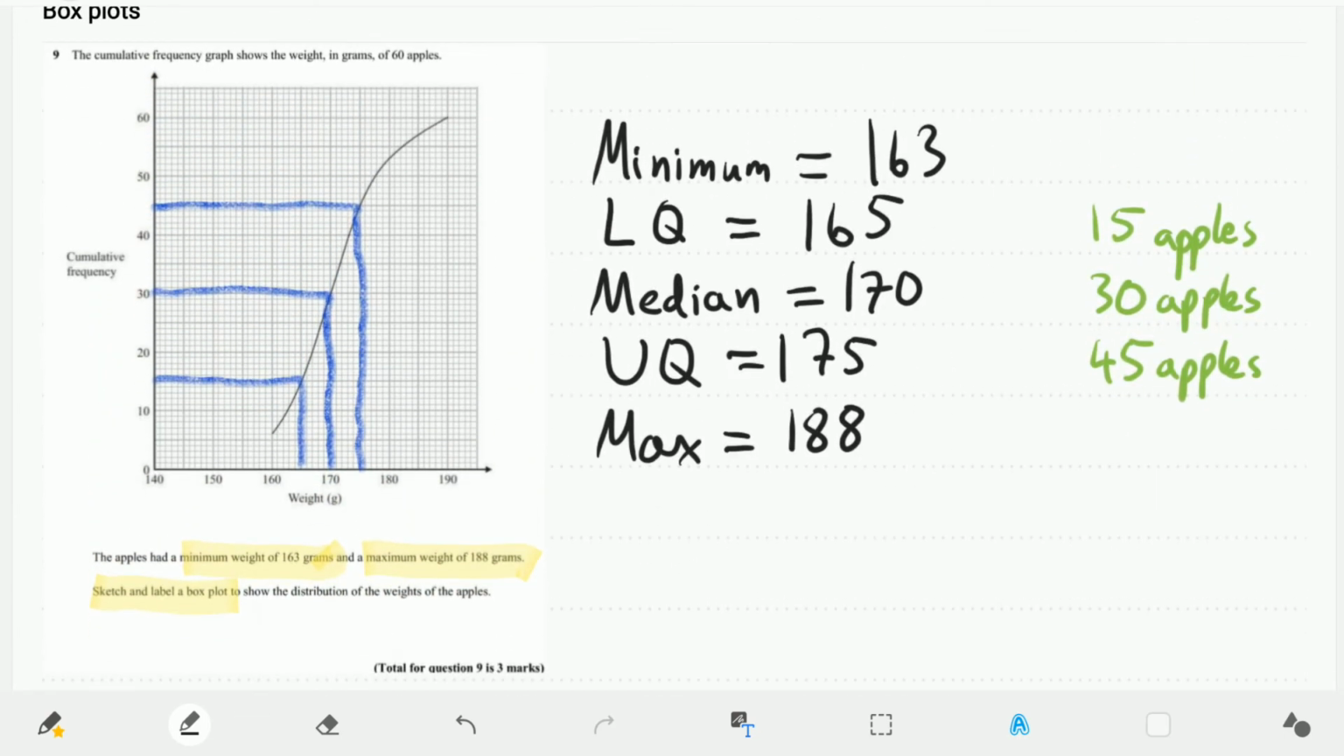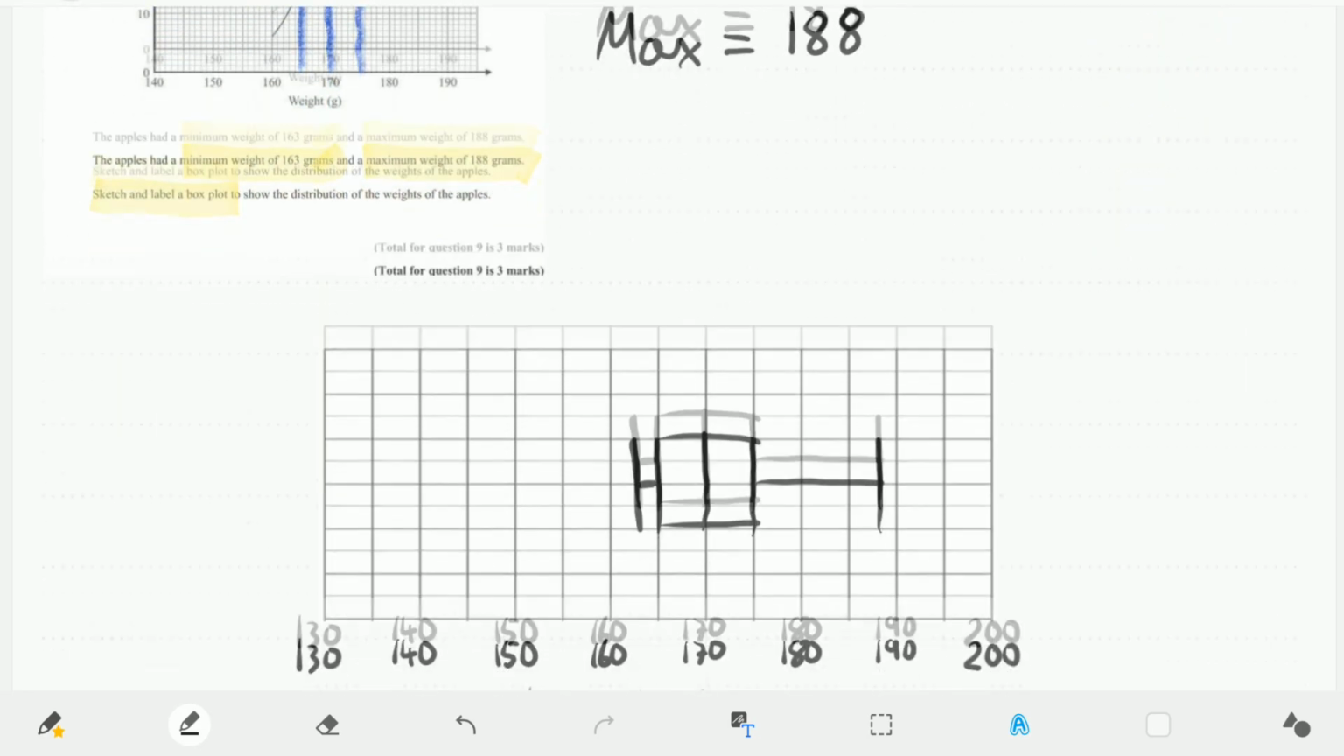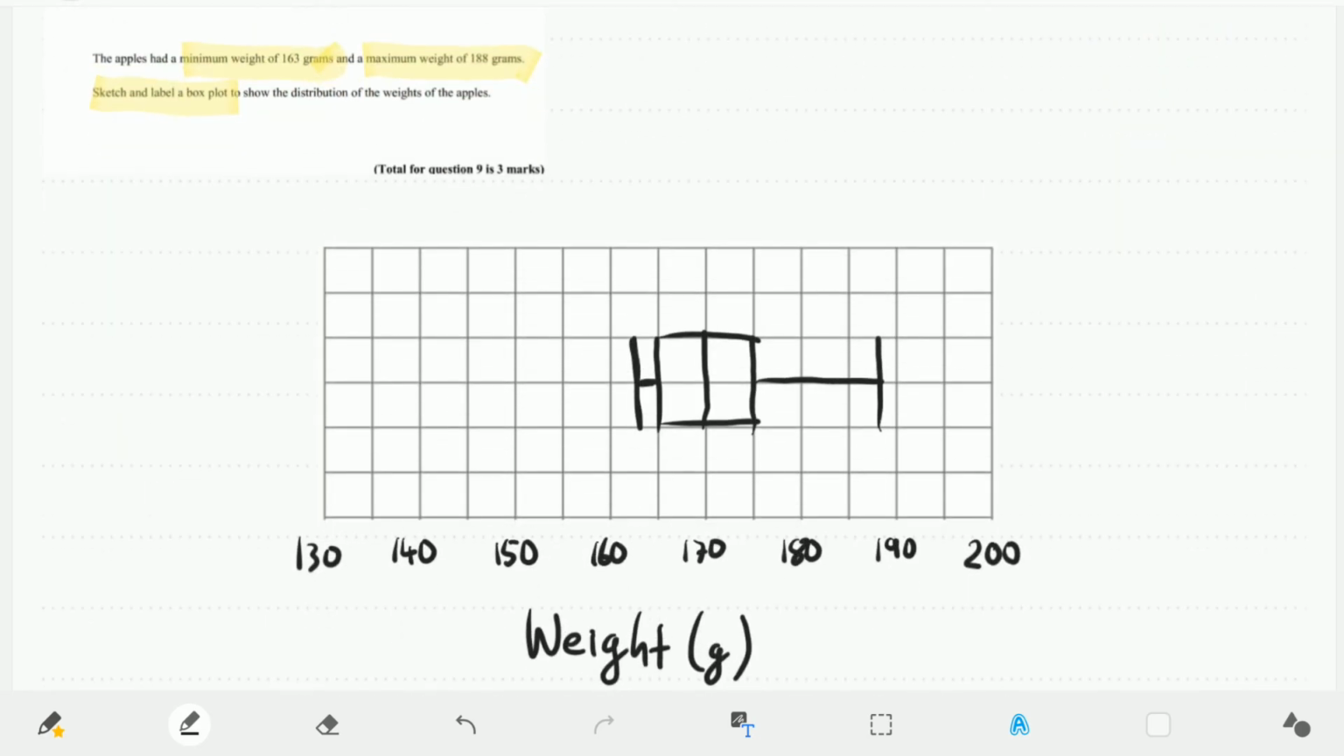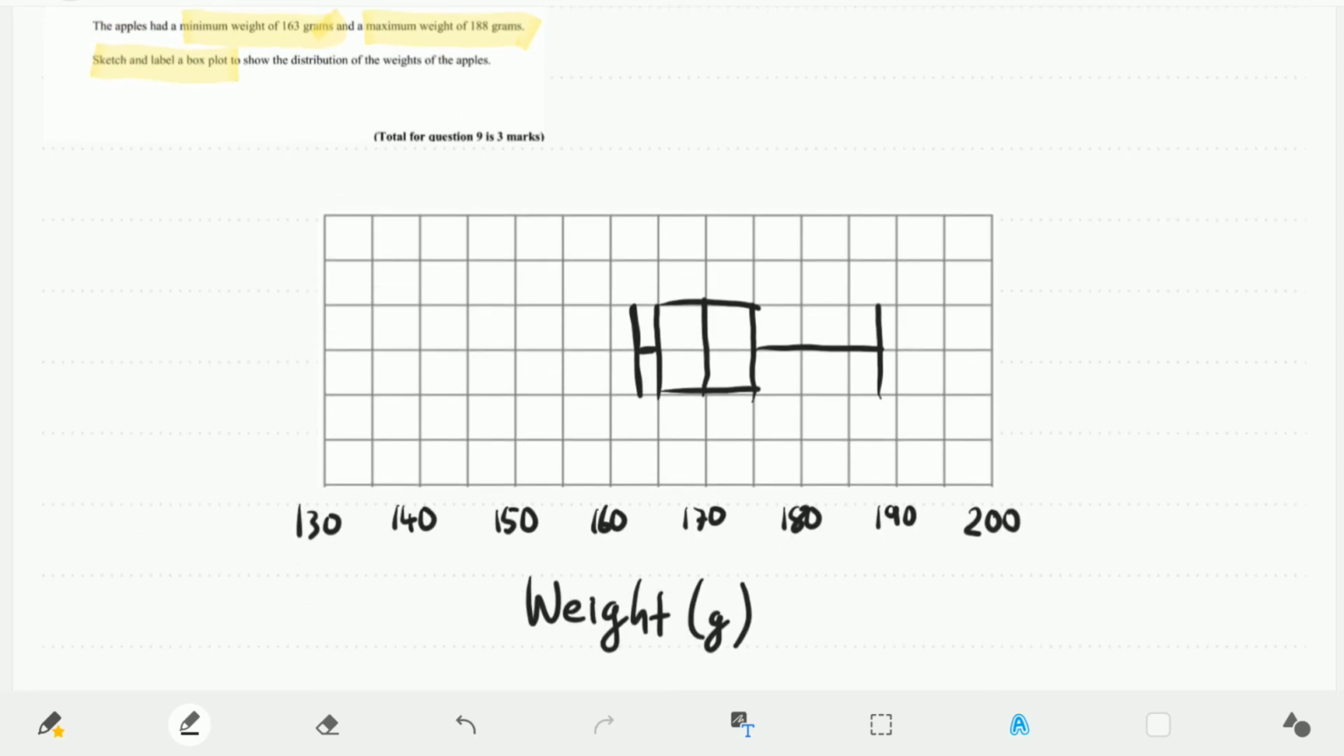So if we go back to here, again, minimum was 163, lower quartile is 165, median is 170, upper quartile is 175, and the maximum value is 188. And by looking at this box plot, I'm pretty sure we've answered the question correctly. So this would be our answer.